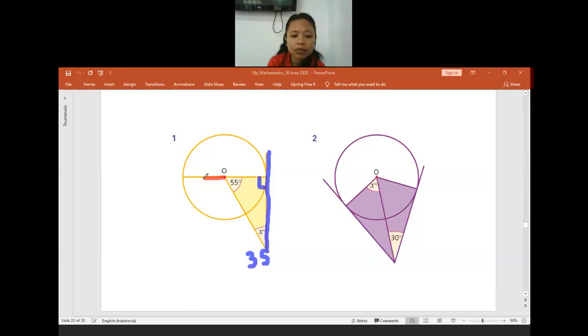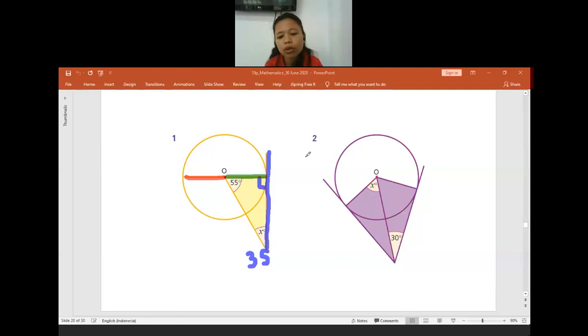The red line, we call it radius. And also the green line, we call it radius. This is also radius. From the center to the corner of the circle, we call it radius. So radius and tangent line will always make 90 degrees. Is there anyone who is confused? No? Okay, if no one is confused, let us continue to question 2.